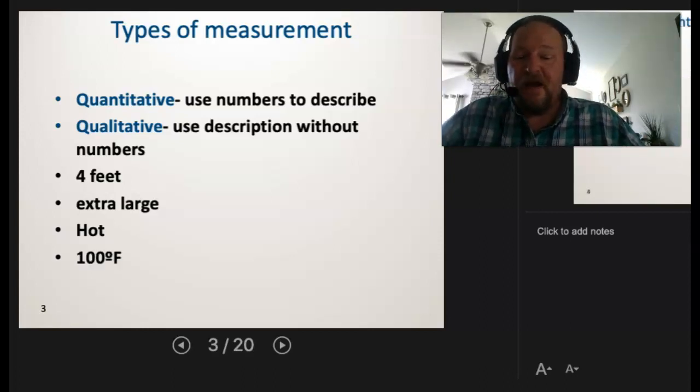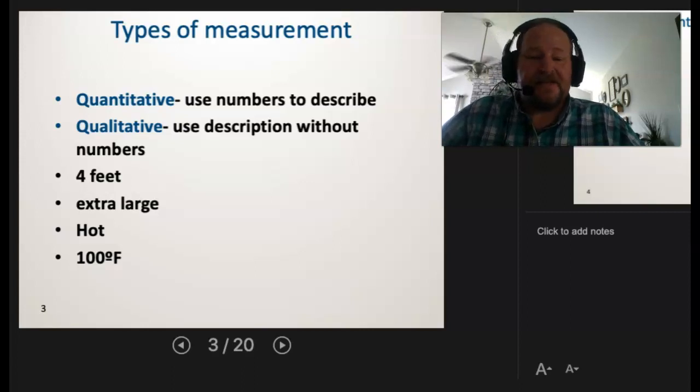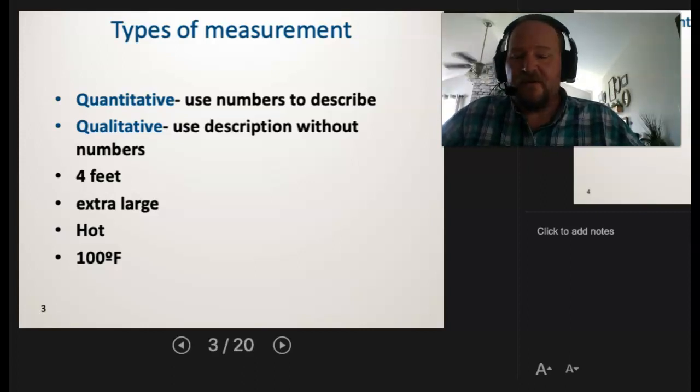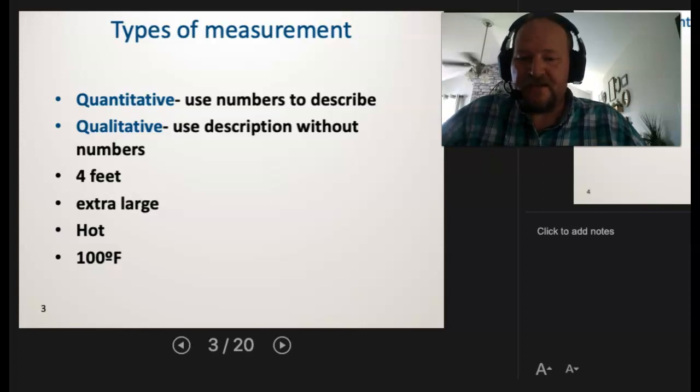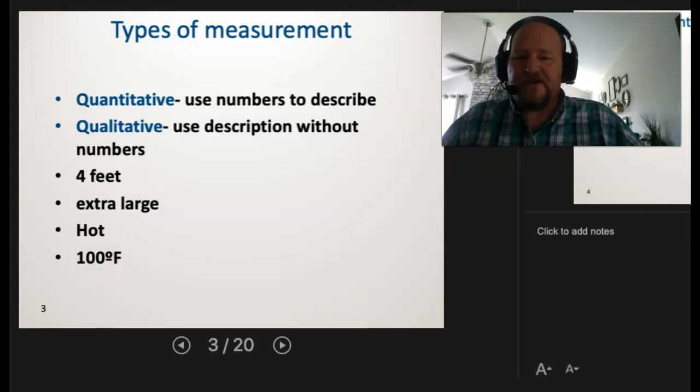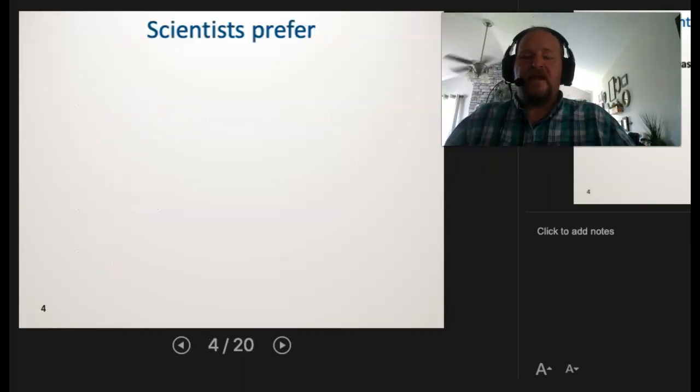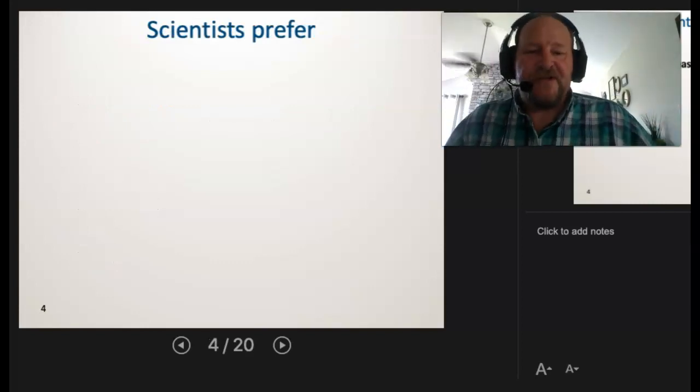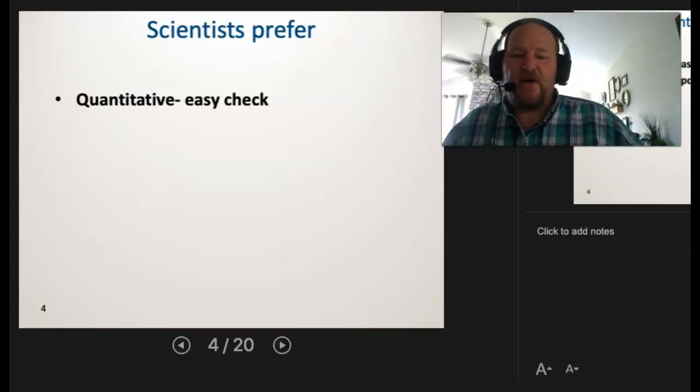However, if I said, no, it's 100 degrees Fahrenheit in here, at that point, now we have a quantity. And of course, that means that there's no bias here. There's no personal piece that can be put to that value. It's an actual measurement. Now, which one do we prefer to use in chemistry? Well, in chemistry, we prefer quantitative.